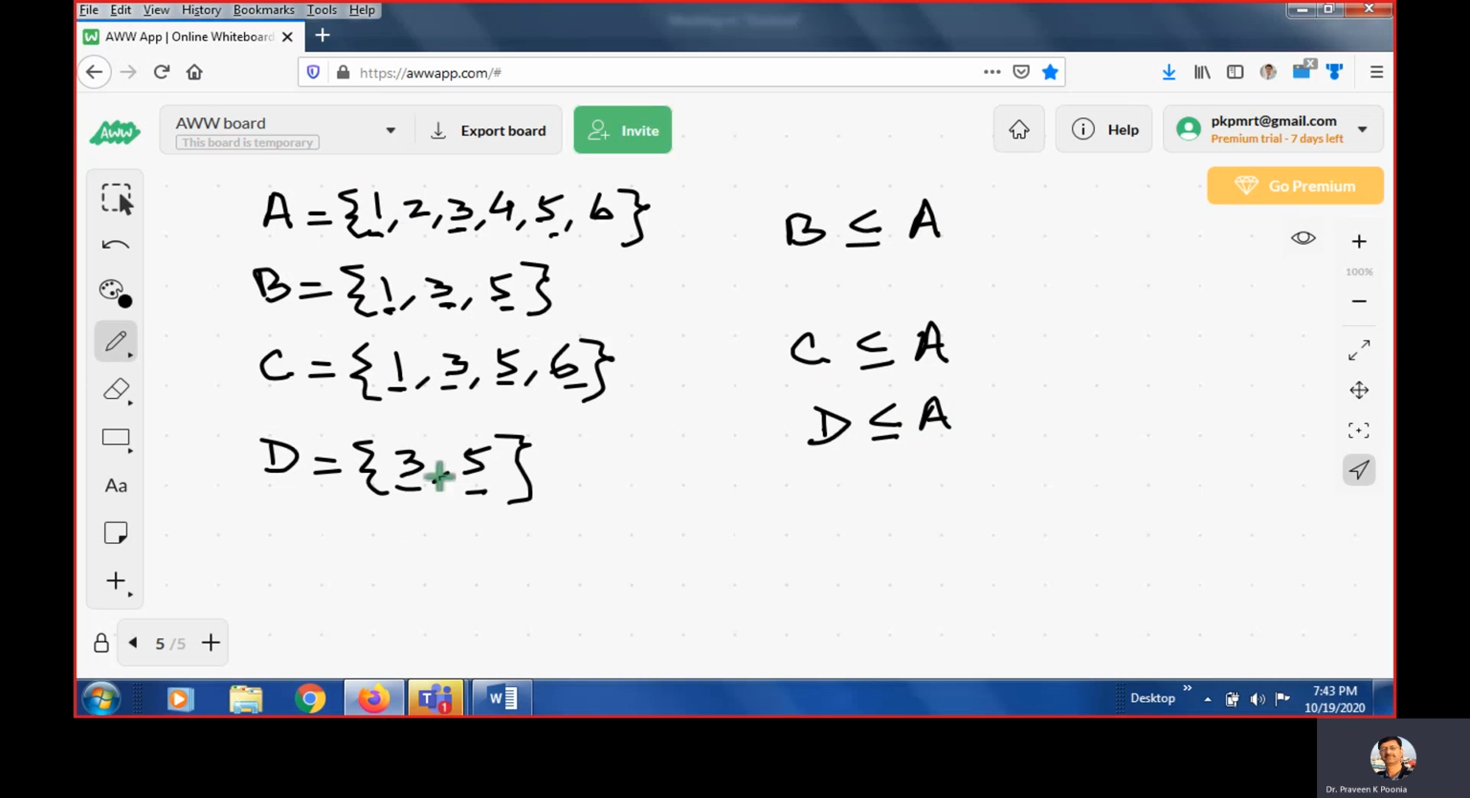But if you see here 3, 5, here also 3, 5. Clear? This is a big set. This is a small set. So D is a subset of C also. Similarly, 3, 5 here, 3, 5 here. This is a bigger set. So D is a subset of B also. So this is how we are writing the subset.